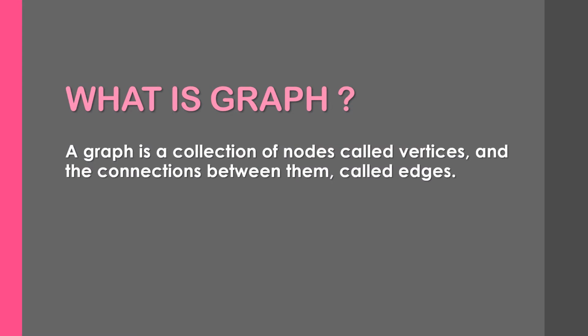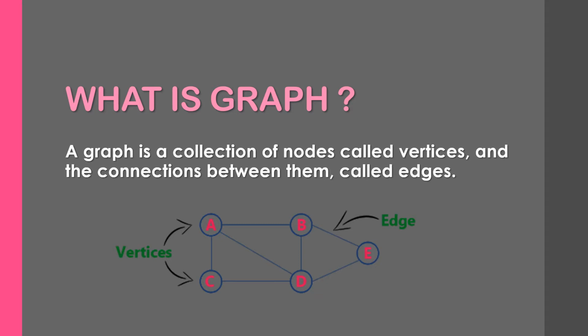So what is a graph? A graph is a collection of nodes called vertices and the connections between them called edges. A graph is a non-linear data structure which is a set of points and a set of links which connects nodes or vertices. A graph is composed of V set of vertices and E set of edges connecting the vertices as shown in the following diagram. So here we have A, B, C, D and E which all are vertices and all the lines which are connecting them are edges.